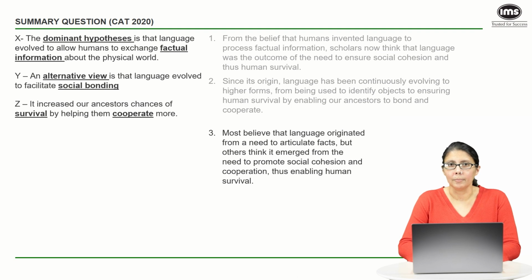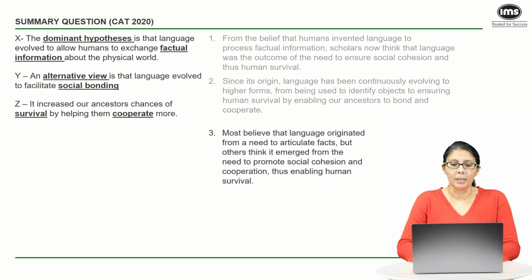Now option 3 seems to be very different from the text. But what we need to understand is that one of the tricks they introduce in summary questions is that they paraphrase the original text. They use different words. However, the meaning does not change here. So, we're still okay with option 3 when it says most believe.